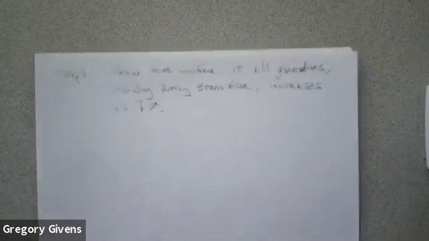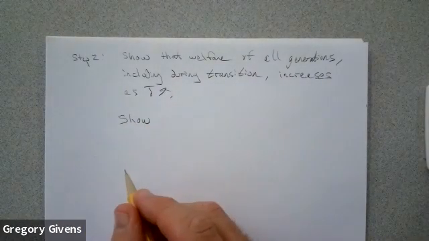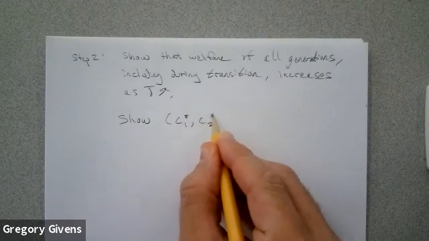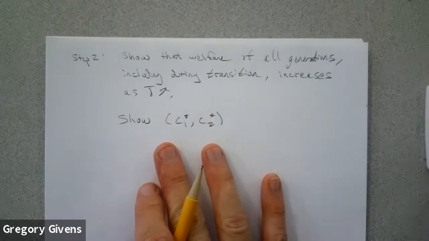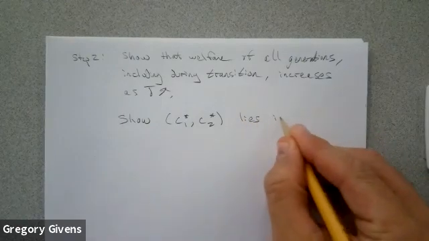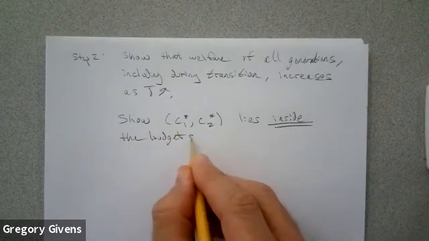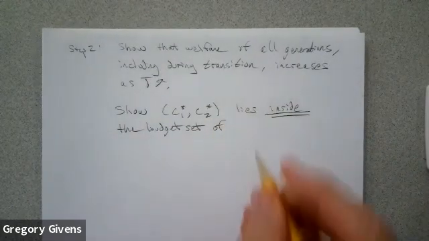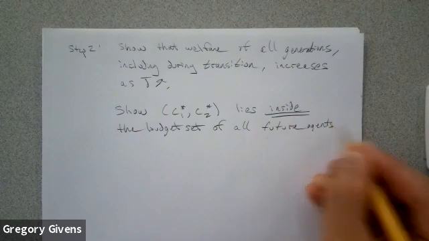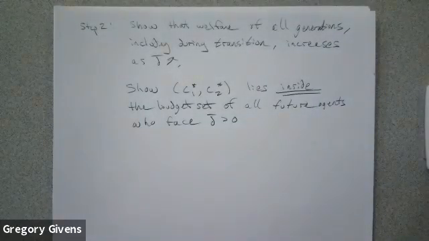Now, here is the general way in which I'm going to try to prove this. I want to show that this consumption allocation, so this is what we would have consumed in a world without Social Security at all, I want to show that this consumption allocation lies inside the budget set of all future agents who face a world with positive Social Security.